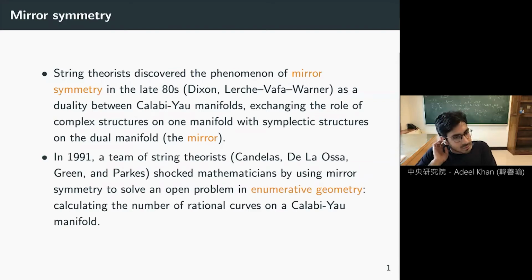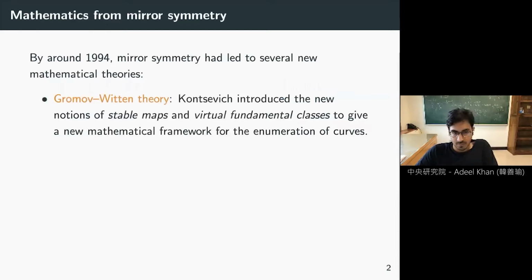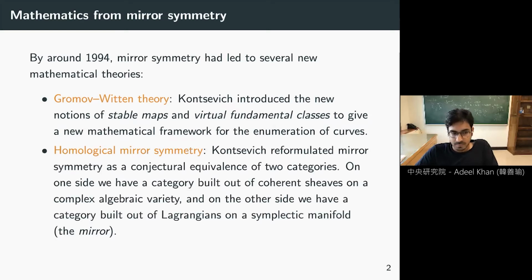In 1991, a team of string theorists shocked mathematicians by using mirror symmetry to solve an open problem in enumerative geometry. Namely, they were able to compute the number of rational curves on Calabi-Yau manifolds. Eventually, mathematicians tried to understand these calculations from the mathematical perspective, and this led to several new mathematical theories. The first one is Gromov-Witten theory. Kontsevich introduced the Gromov-Witten invariants using key new concepts he introduced, namely stable maps and virtual fundamental classes, in order to give a mathematical framework for this enumeration of curves problem.